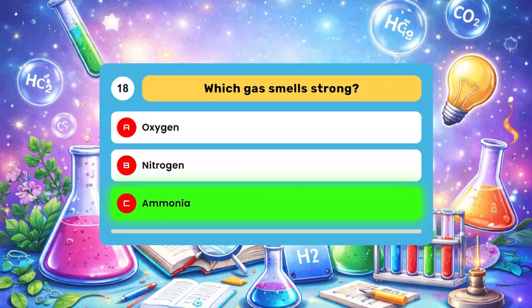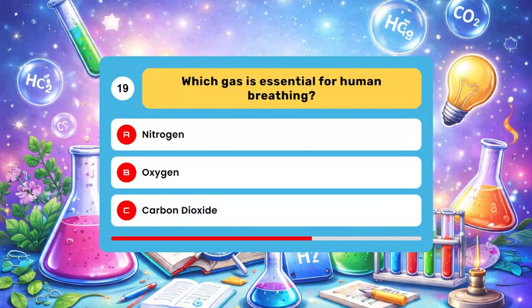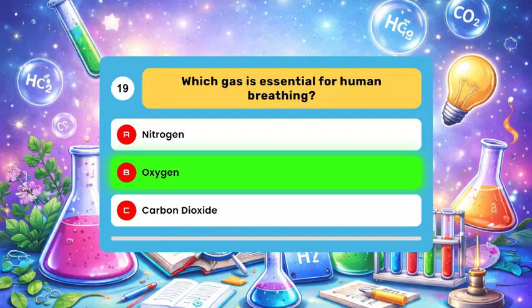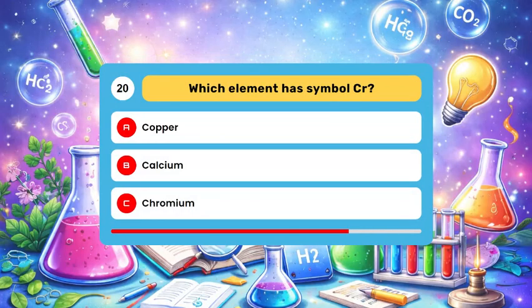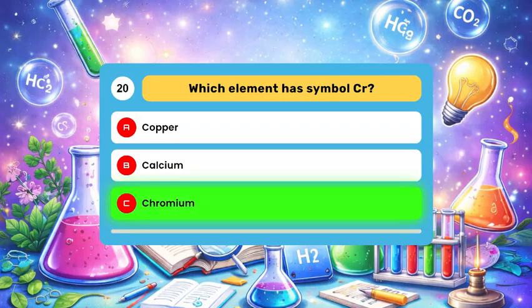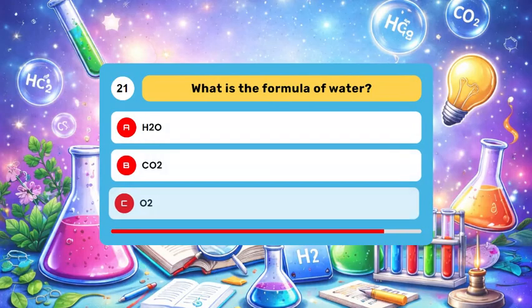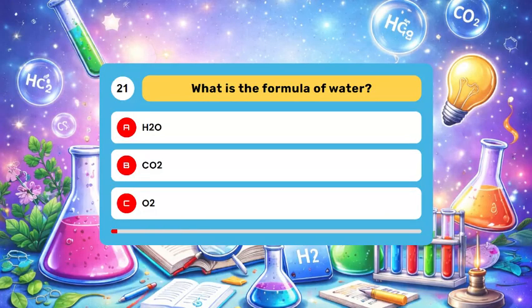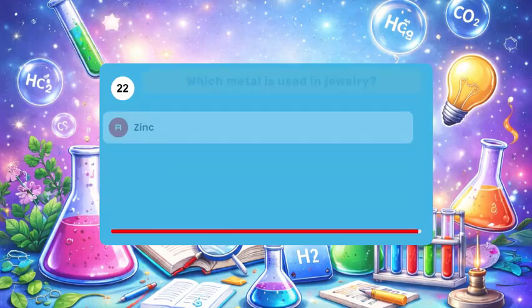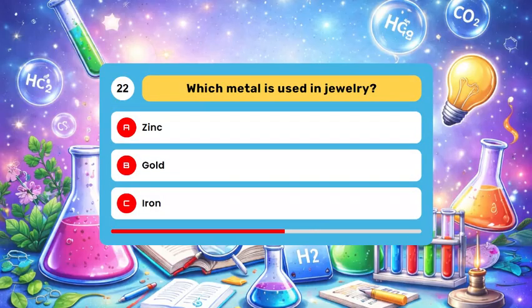Ammonia. Which gas is essential for human breathing? Oxygen. Which element has symbol Cr? Chromium. What is the formula of water? H2O. Which metal is used in jewelry?